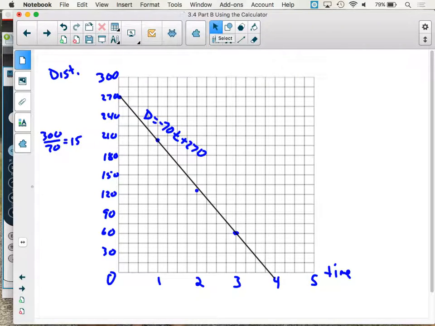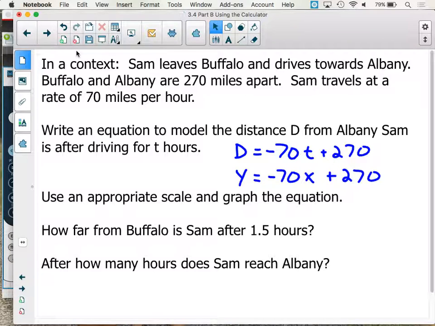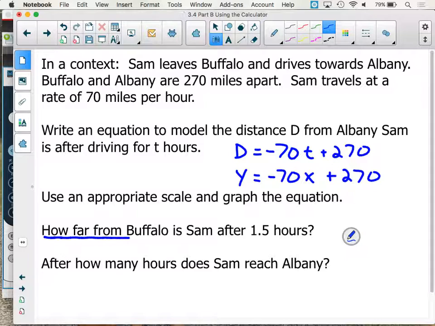Now, here's where the calculator really comes in handy. I want to show you a couple things that you can do on the calculator that's really going to impress you. So our next question is, how far from Buffalo is Sam after 1.5 hours? So I'm going to let the calculator help me with that.